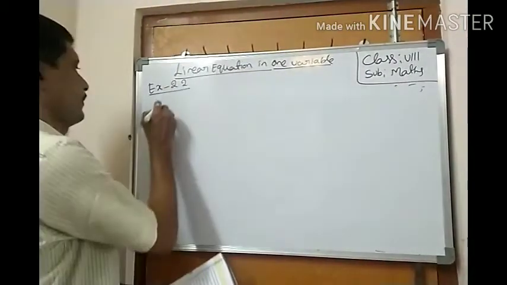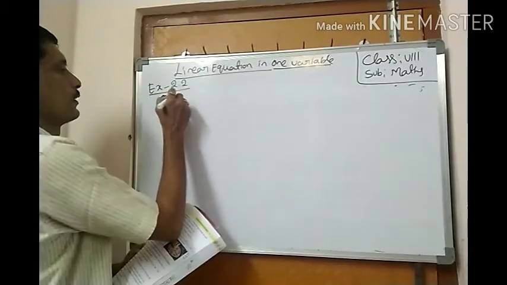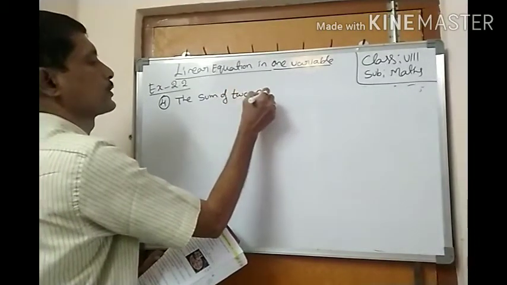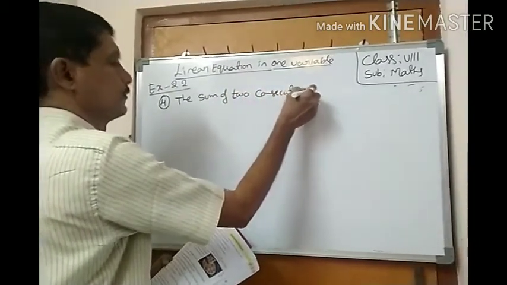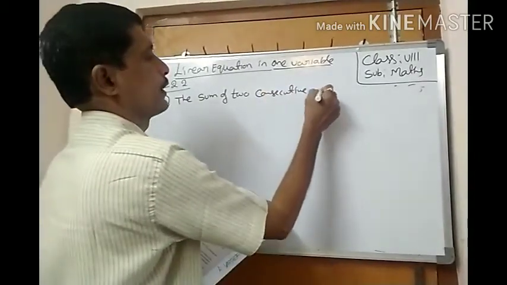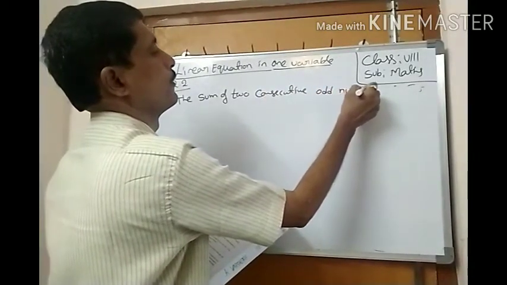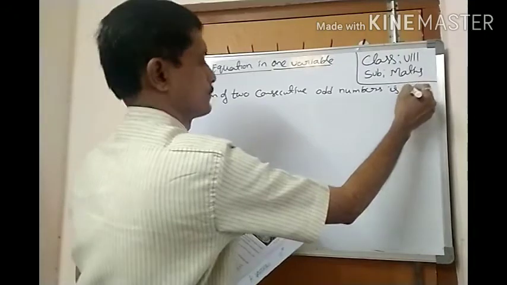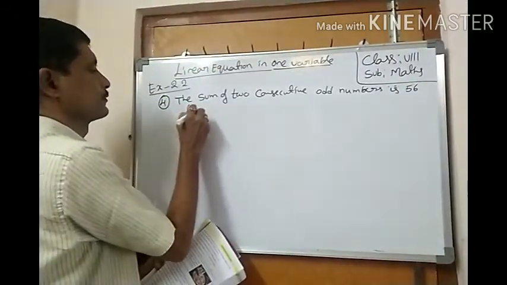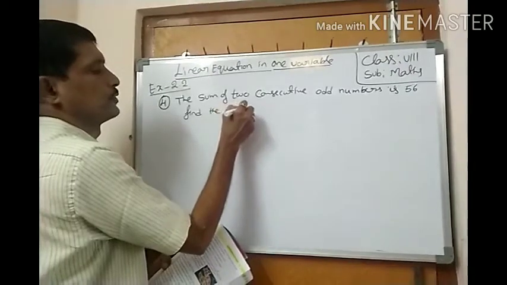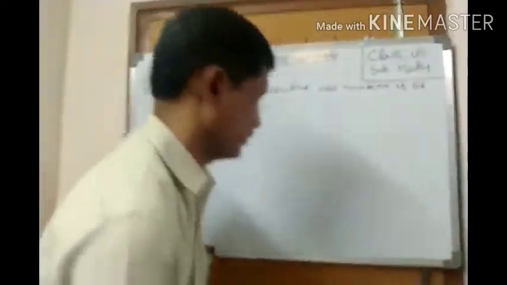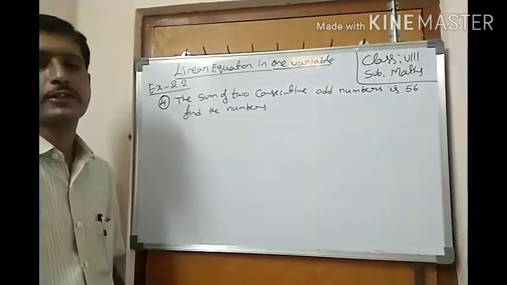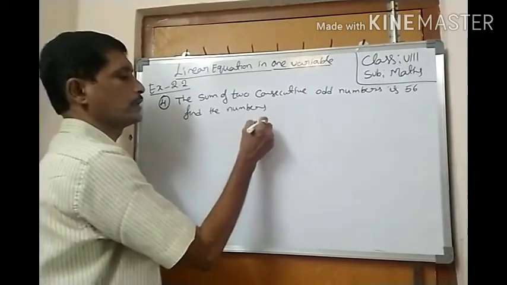Next, fourth question. The sum of two consecutive odd numbers is 56. Find the numbers. Generally odd numbers are 1, 3, 5, 7 and so on.